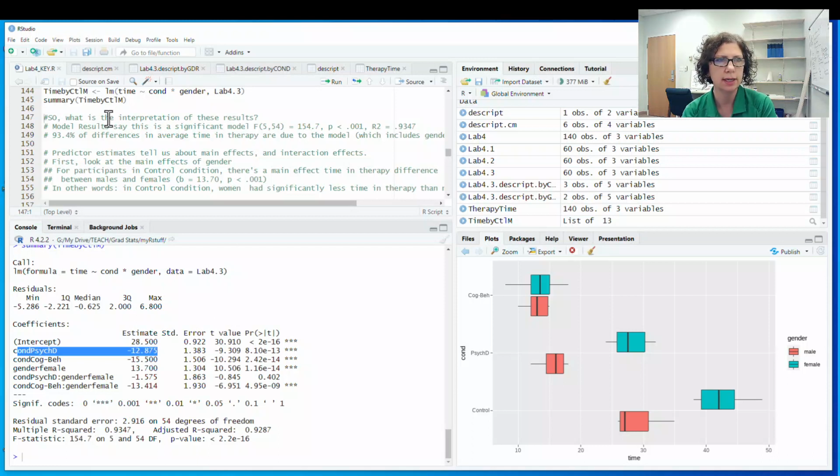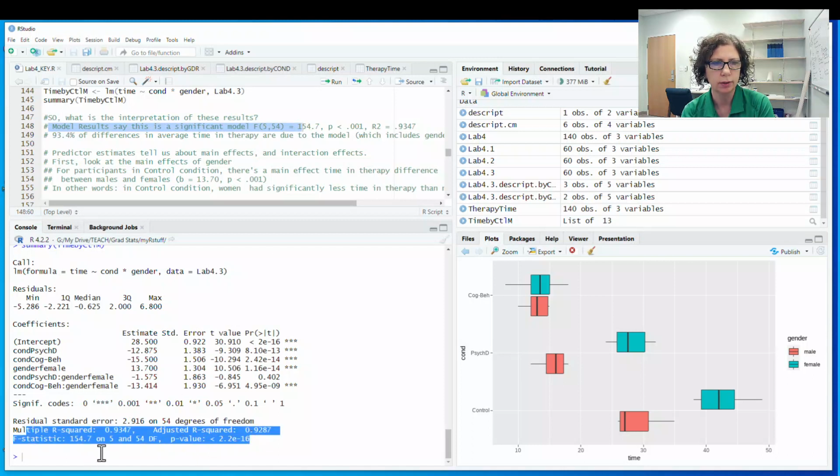So let's take a look at this interpretation of the results one piece at a time. The model information is at the bottom as usual. We have a significant F-test. The F statistic is 154.7. The degrees of freedom are 5 and 54.